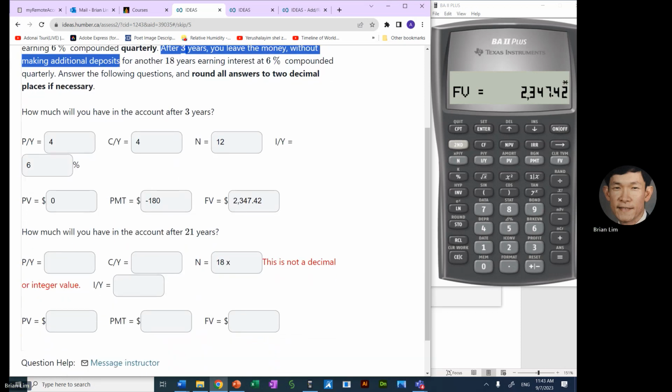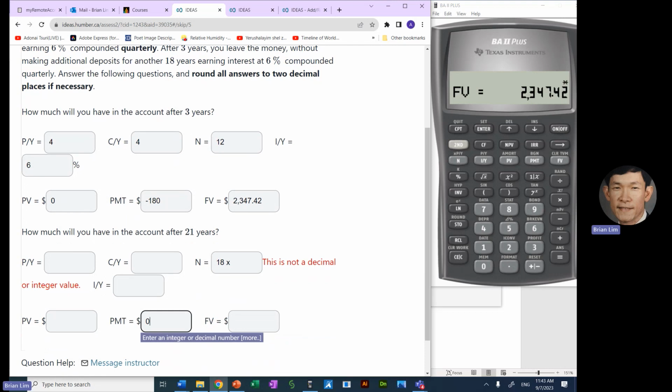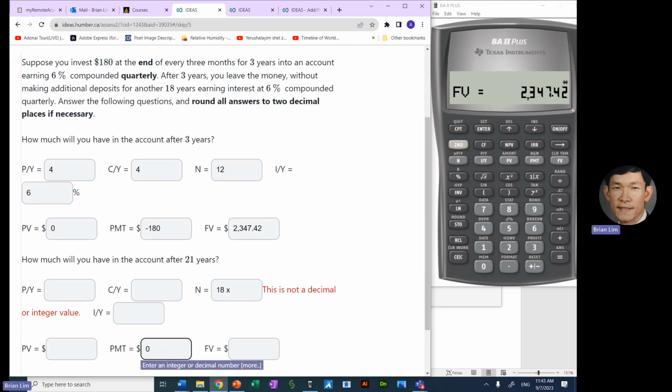So what does that mean? It means that PMT will become 0. This is as we did previously with compound interest. All right, now, C/Y is what? Well, the interest is 6% compounded quarterly. So we will put 4 for C/Y, and that will have to be the same value for P/Y because it's compound interest. So the number here is really 18 times 4, and I think it'll look like 72. Anyway, we will see what will happen.